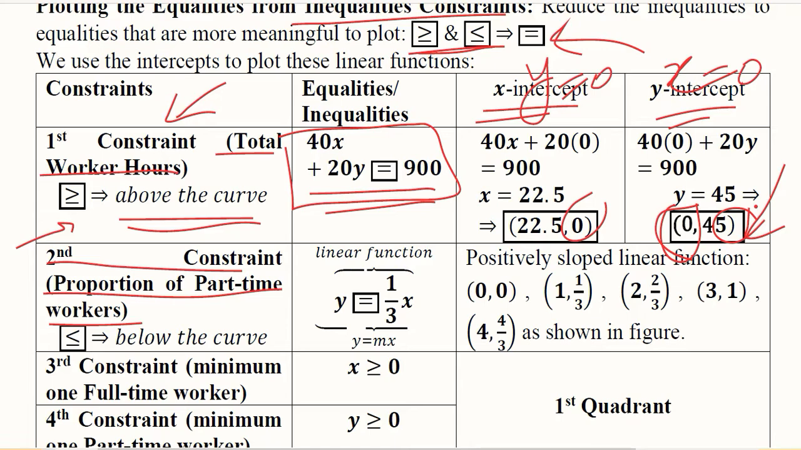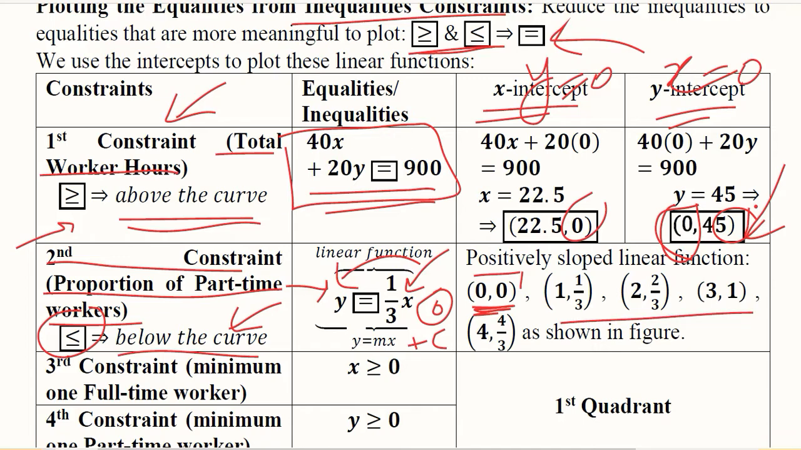Now the second constraint is about the proportion of the part-time workers as compared with the full-time workers. There is inequality where there is less than sign, so it means that the possibility is below the curve or on the curve, but not above the curve. If we look at this constraint, it looks like this, where c is equal to 0, that is the intercept is equal to 0. It means that the line is going to start from the origin. This is simply by putting x is equal to 0, we get y is equal to 0.